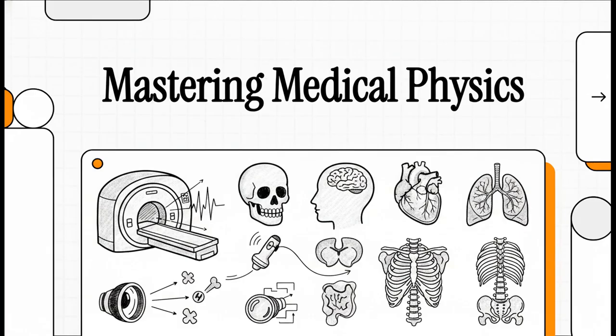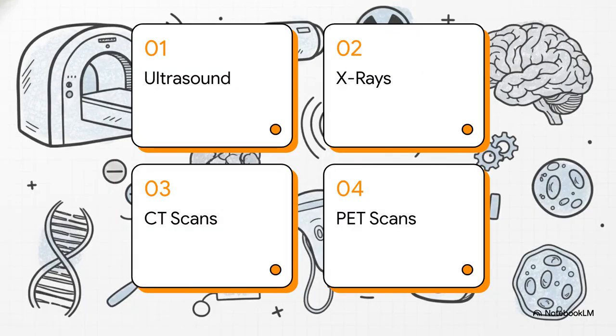We are literally going to break down the mechanics of how we can look inside the human body without ever picking up a scalpel. Here's our quick roadmap for today. First, seeing with sound using ultrasound. Second, peering through tissues with X-rays. Third, 3D imaging via CT scans. And fourth, antimatter imaging with PET scans. Let's get right into it.